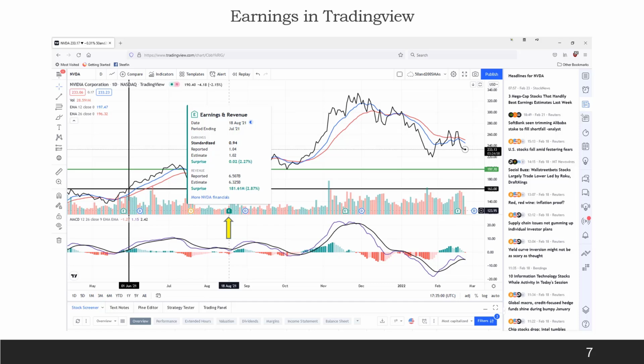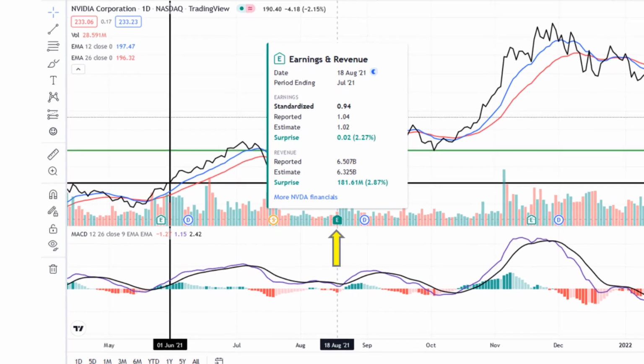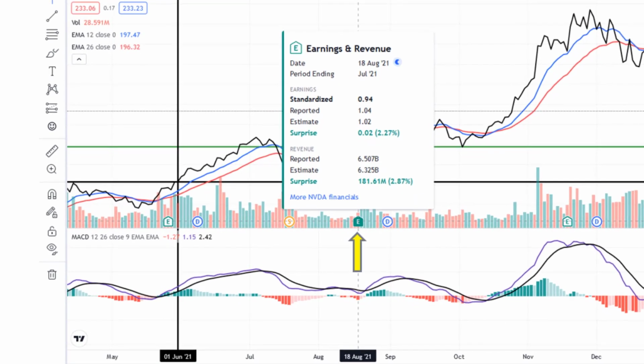From Nvidia's TradingView price history graph at August 18, 2021, its first earnings report after the June 1st buy date, click the letter E for earnings. When you do that, see the box of information above the yellow arrow. It gives you an earnings and revenue box with the information that we need.